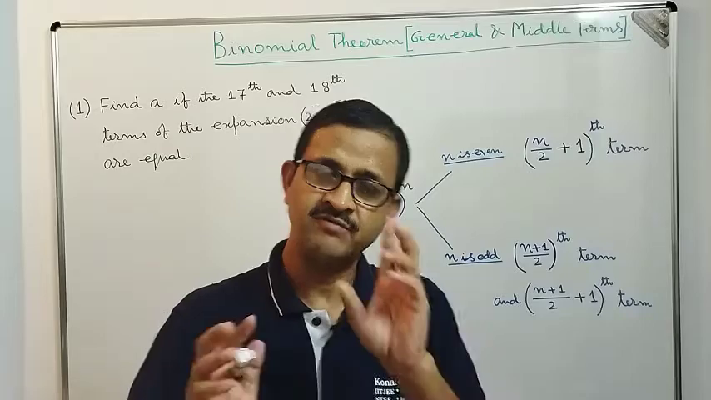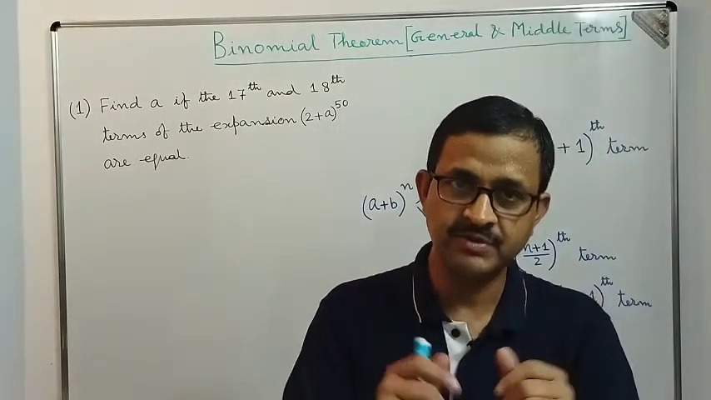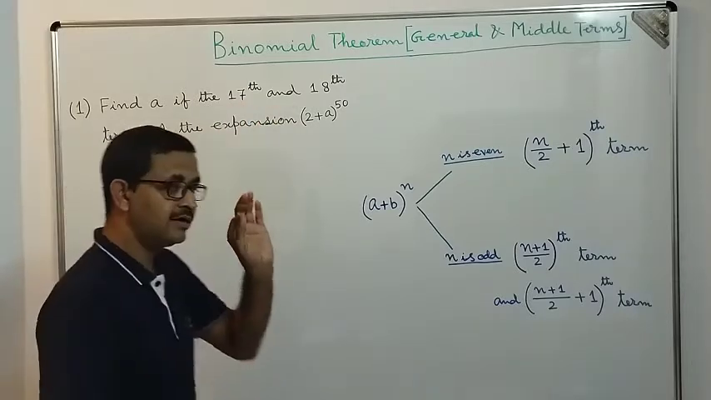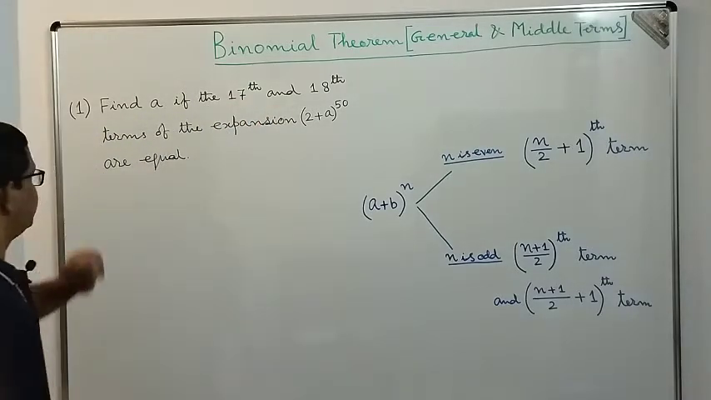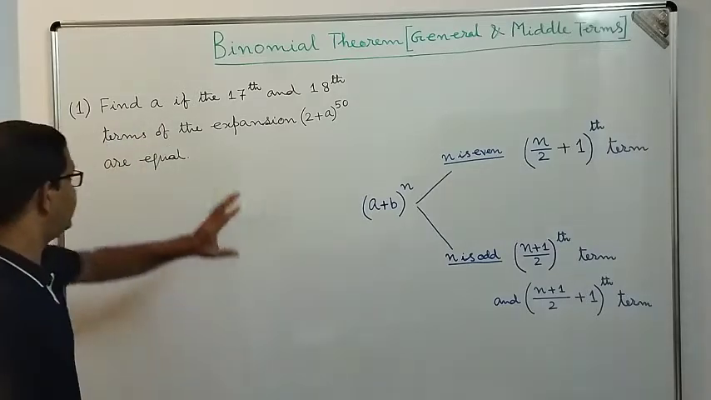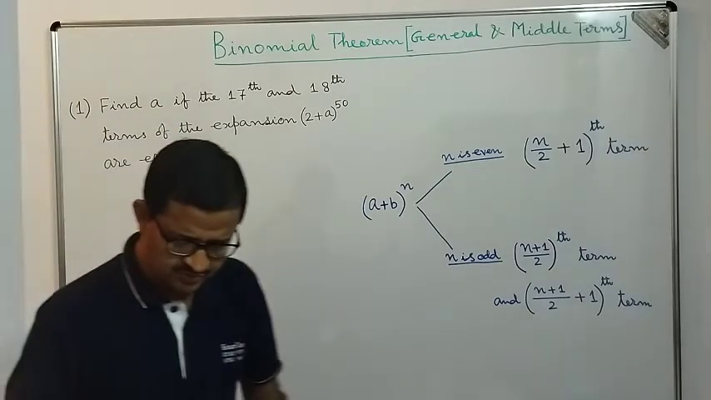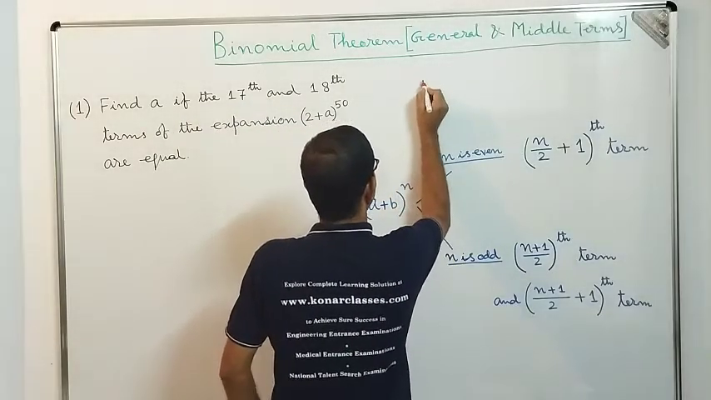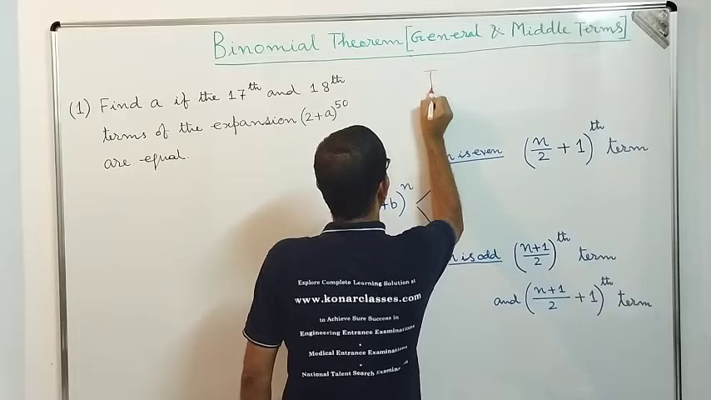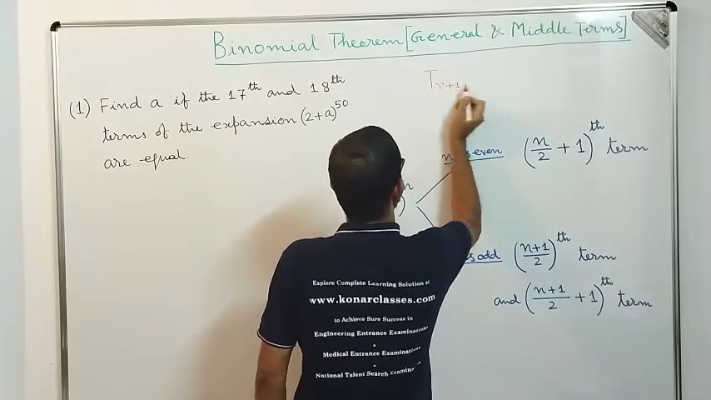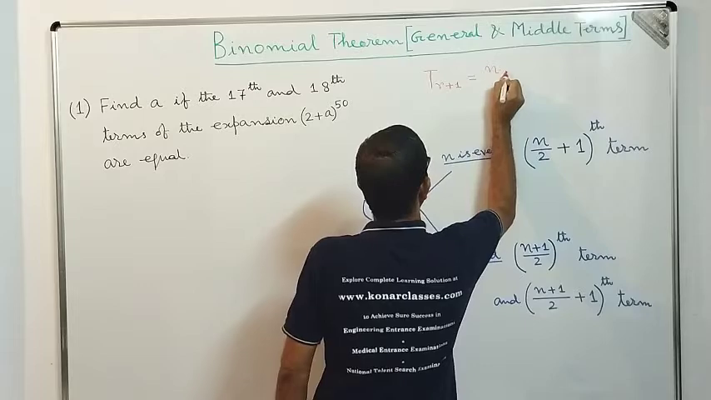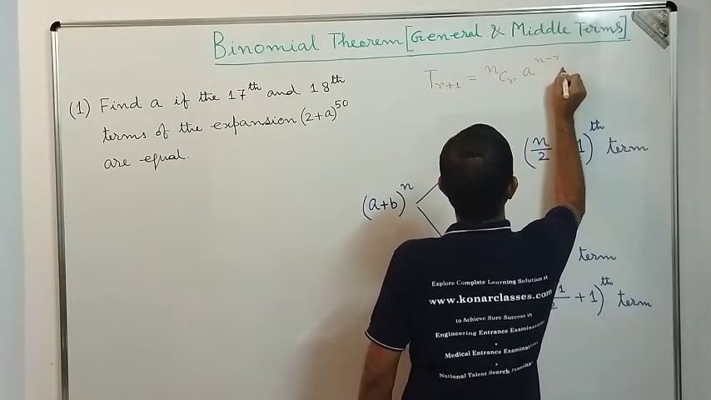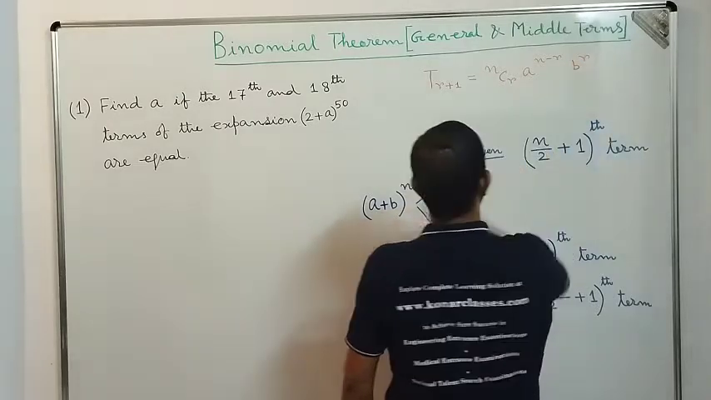will be how many terms? 51 terms. Out of those 51 terms, according to the question, the 17th and 18th terms are equal. Okay. Then under that condition, we need to find the value of a. So, dear students, if you remember, in the expansion of (a + b)^n, what is the general term? That is the T(r+1)th term is the general term. And what is that? That is equal to nCr into a^(n-r) into b^r. That is the general term.